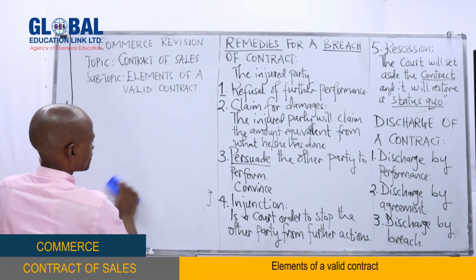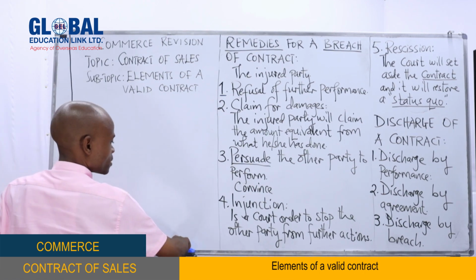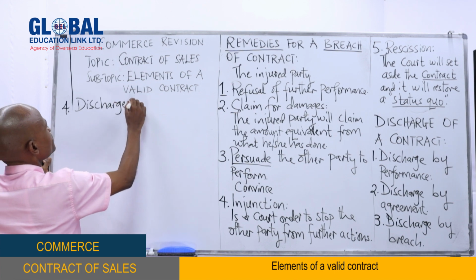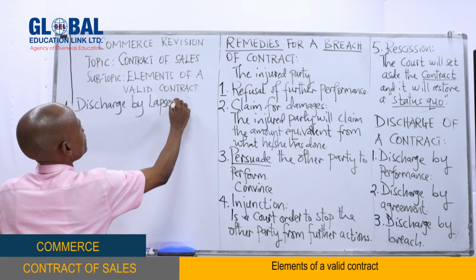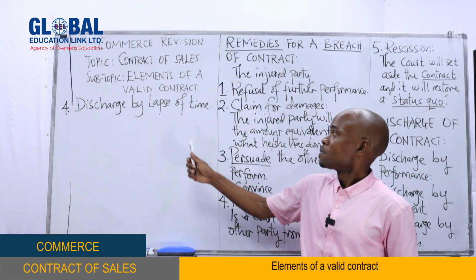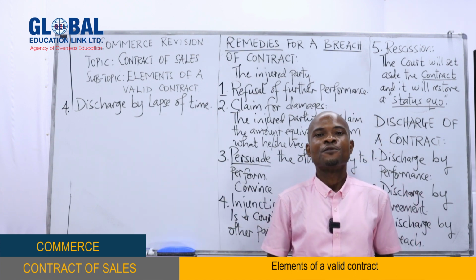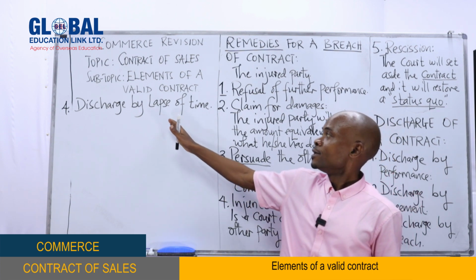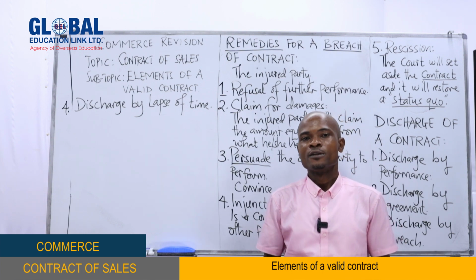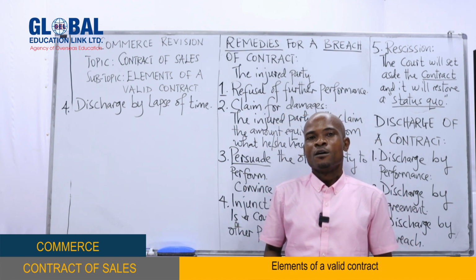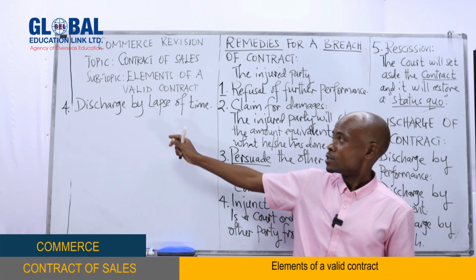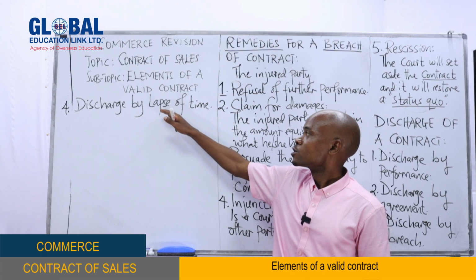The fourth way is what we call discharge by lapse of time. Discharge by lapse of time. Usually, contracts are made to exist for a specified period of time. So when that time expires, it means automatically the contract will come to an end. Suppose the two parties have entered into a contract of 5 years. Then after 5 years, that contract must come to an end. So this automatically will make it not continue.